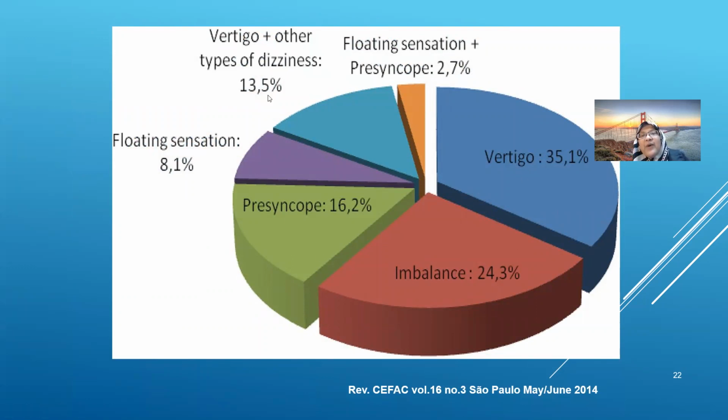So if you have this range, the most important thing, if they have vertigo, is to narrow down whether this is BPPV or non-BPPV. BPPV: maneuver. Non-BPPV: balance exercise. Imbalance treatment is balance exercise. Presyncope is a blood pressure issue, so you need to advise patients to change their position slowly. And floating sensation is quite common in mal de debarquement syndrome. You need to advise them to do balance exercise also. And then vertigo and other types of dizziness, floating sensation and presyncope.